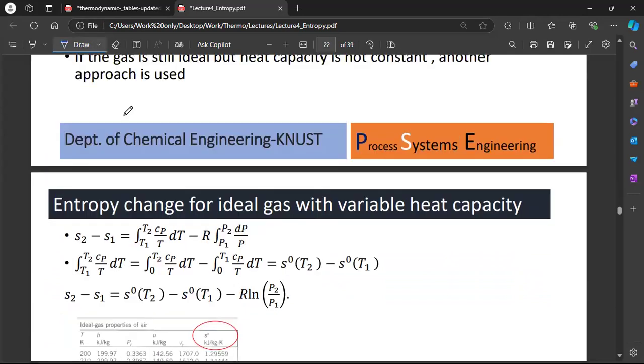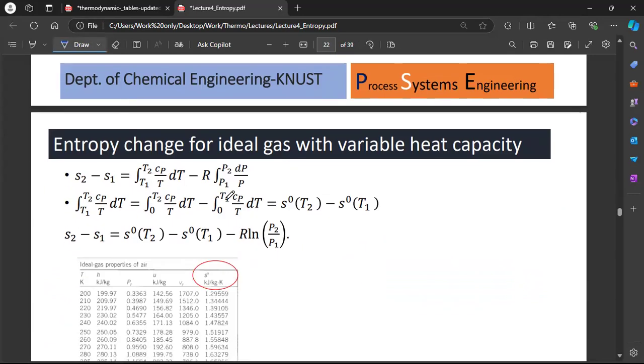So if we are working with the one that was working with temperature and pressure, for example, realize that the integral is being done from T1 to T2. So we can break.